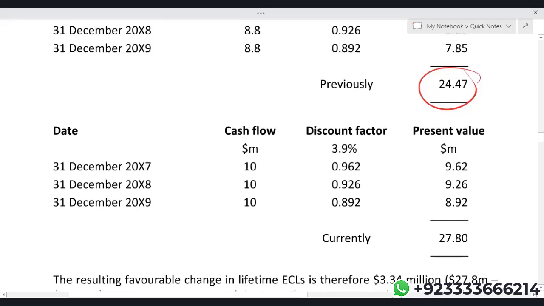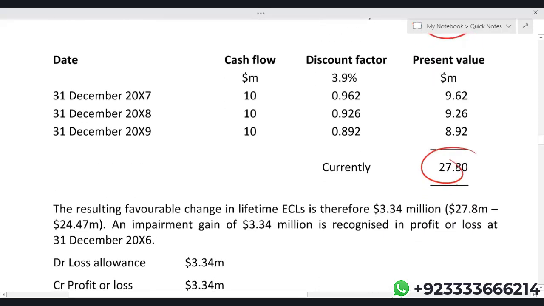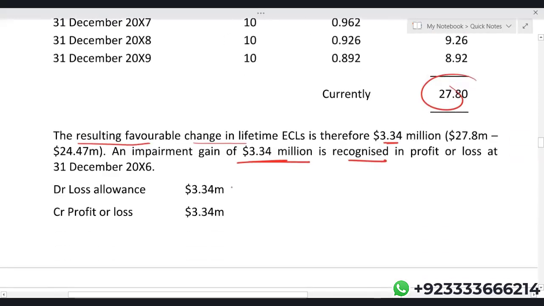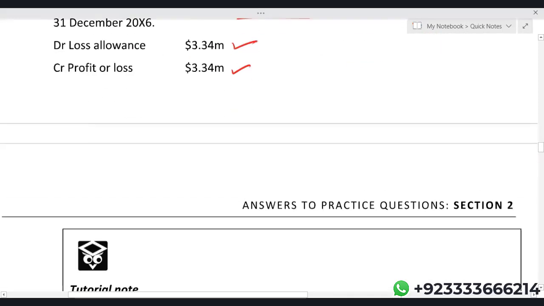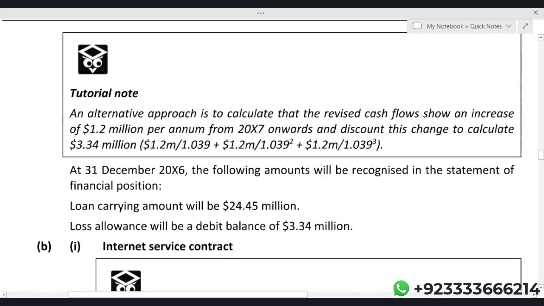Now, the resulting favorable change in the lifetime is therefore 3.34. An impairment gain of 3.34 million is recognized in the profit and loss. Loss allowance is debited and P&L will be credited. At December X6, the following amounts.